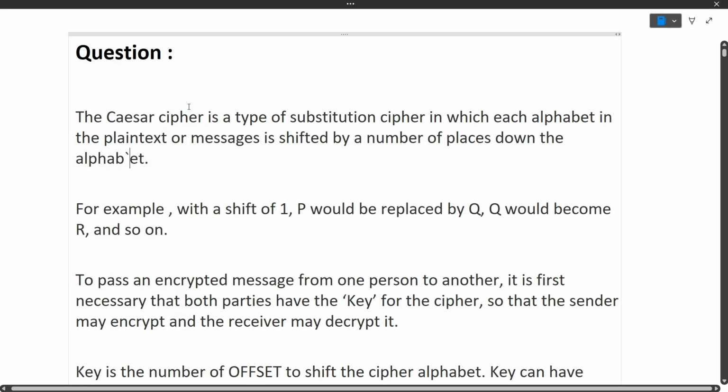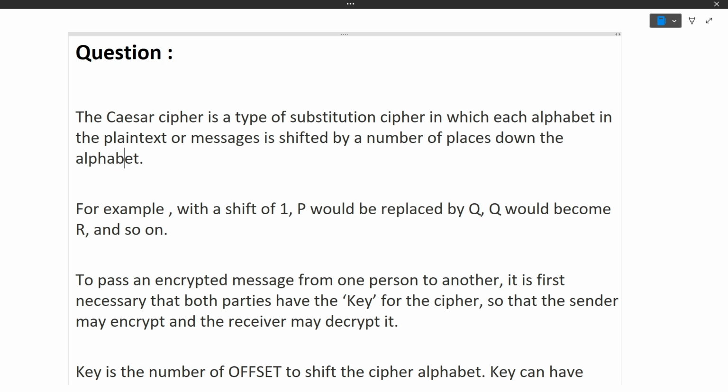Okay, so guys, first of all, we will be discussing the question, then the approach of this question, and then finally we will be writing the code for this particular question. So let's understand the question first.